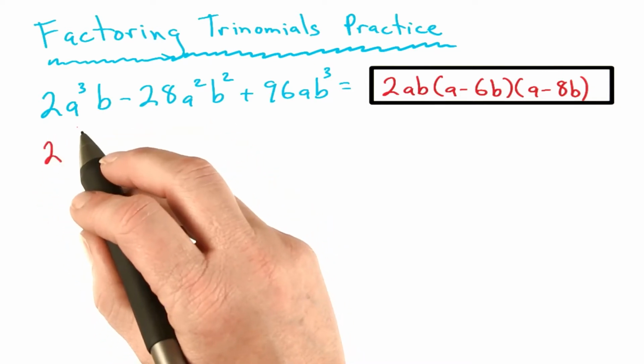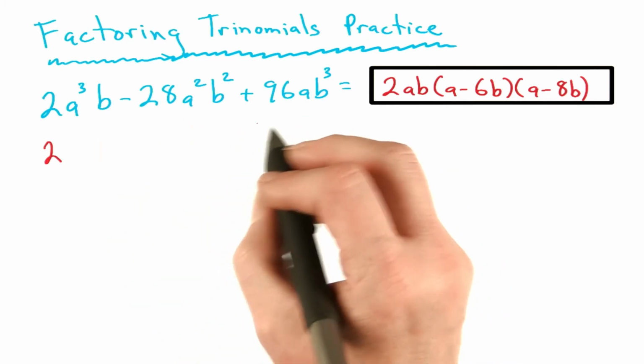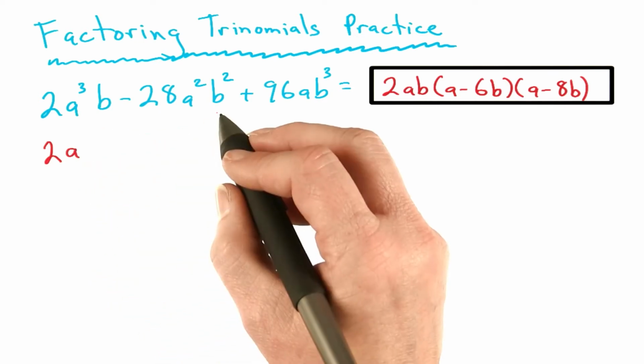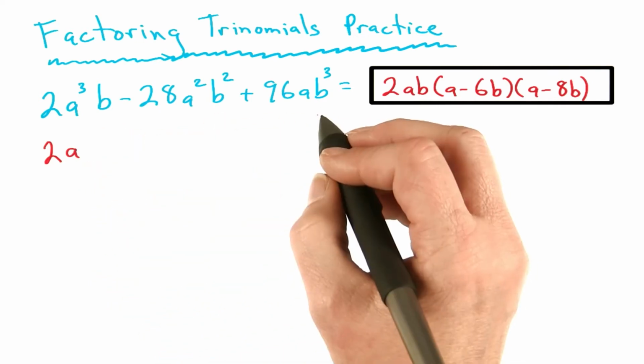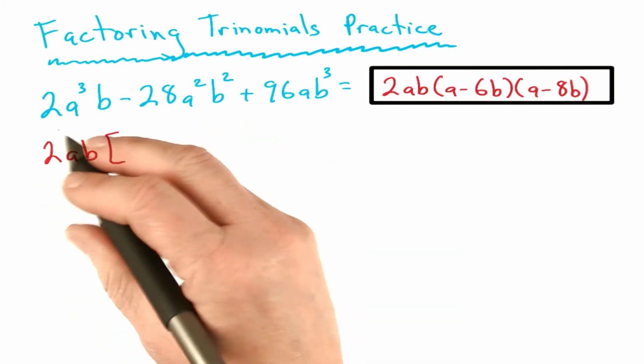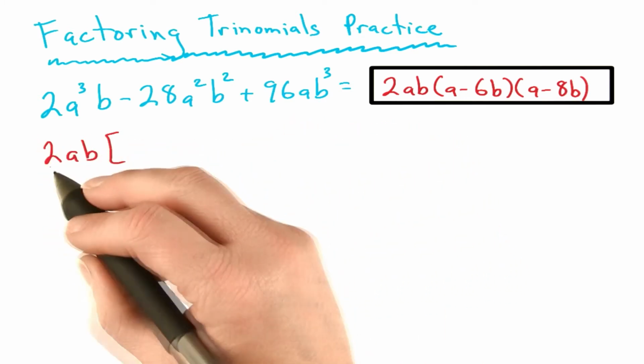If I look at the variables, I have an a cubed, an a squared, and an a, so the lowest power of a is to the first. I have a b, b squared, and b cubed, so the lowest power of b is just b. When I factor out the GCF of 2ab from our polynomial, what am I left with?